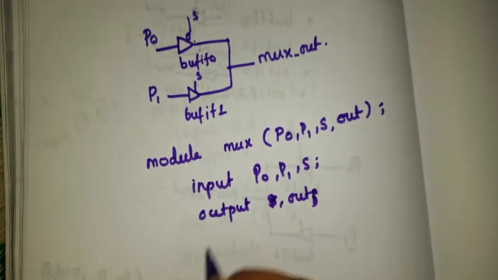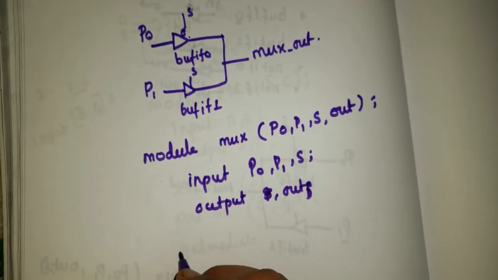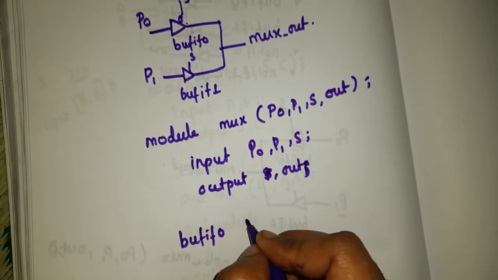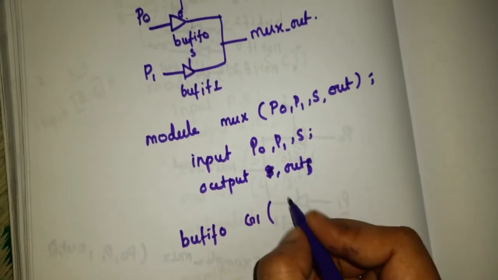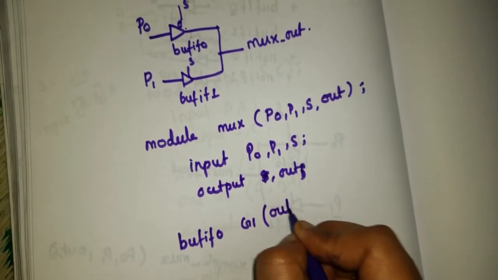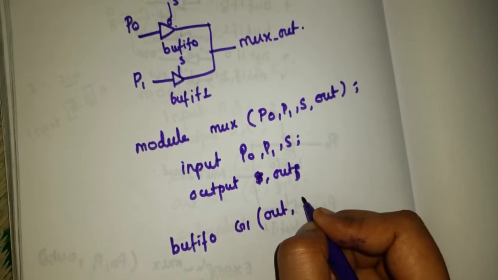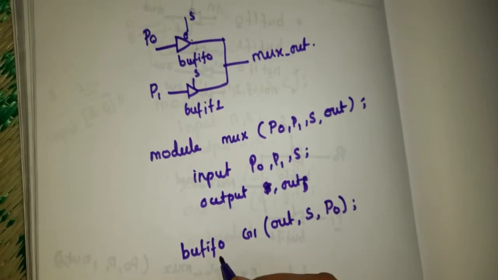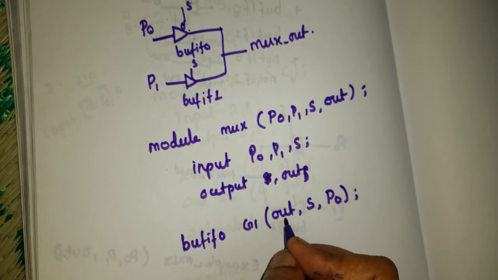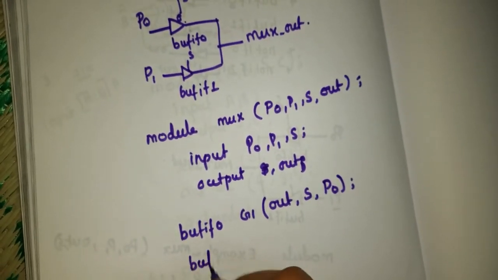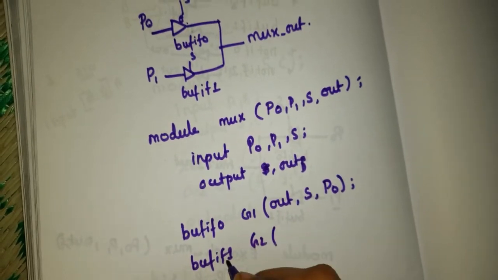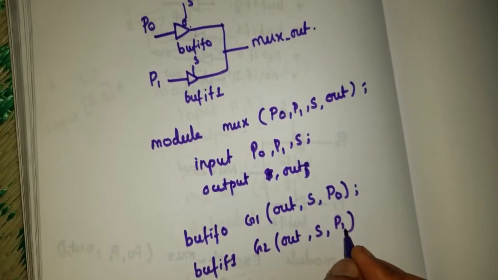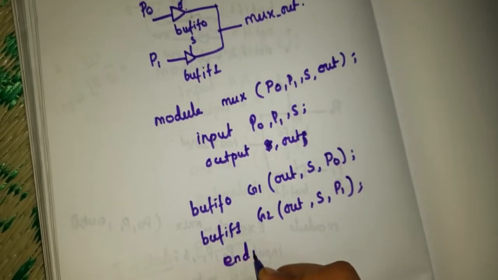Next we have to declare the logic of this mux. So buff if 0, and give the instance name here just G1, and we will get out as S and P0. So this is the logic of this 0. When the control is 0 we will get P0 as out. And when it is buff if 1, the logic gives out as P1. So now this output is P1 and we just end the module.